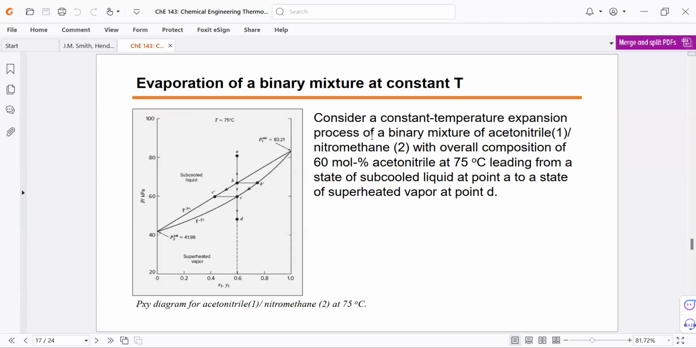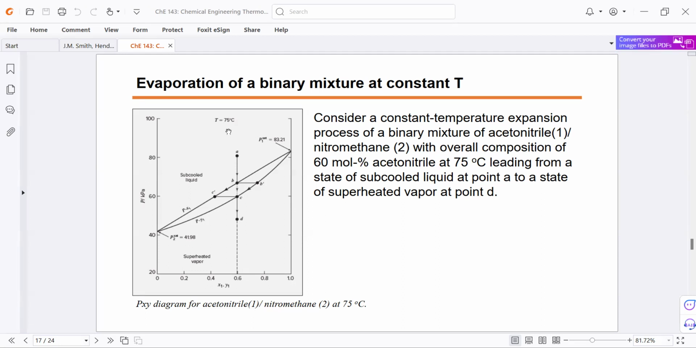Now we move on to tracing the evaporation of a binary mixture at constant temperature. Let's consider a constant temperature expansion process from liquid to vapor of a binary mixture of acetonitrile, species 1, and nitromethane, species 2, with an overall composition of 60 mole percent, so x1 is 0.6.